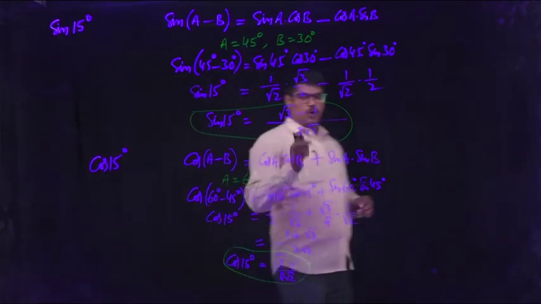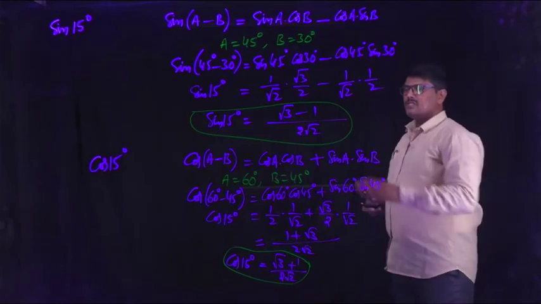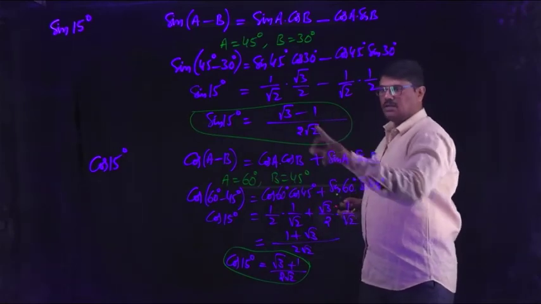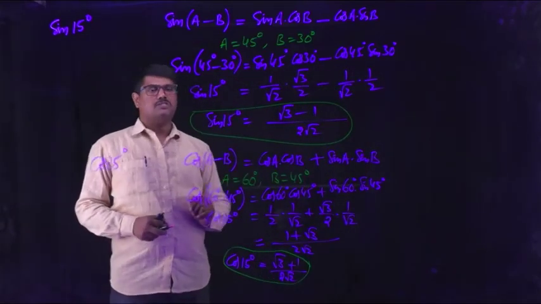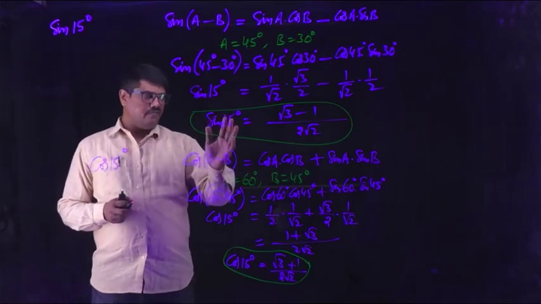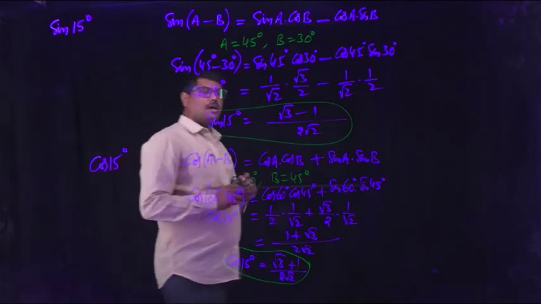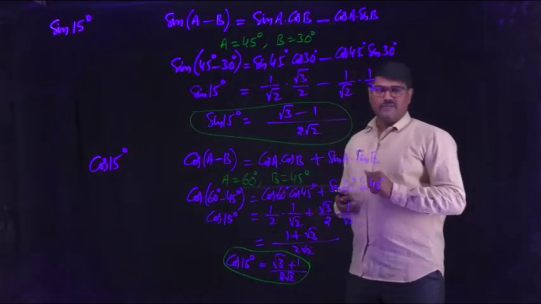If you observe both values, sin 15 and cos 15, they are closely equal, just there is a small difference: root 3 minus 1 for sin and root 3 plus 1 for cos. So you have to observe carefully what is the value of sin 15 and what is the value of cos 15. If you know the value of 15, you can find the value of 75 also.